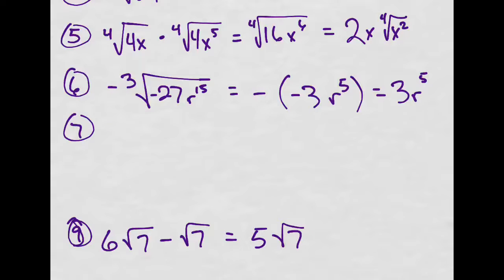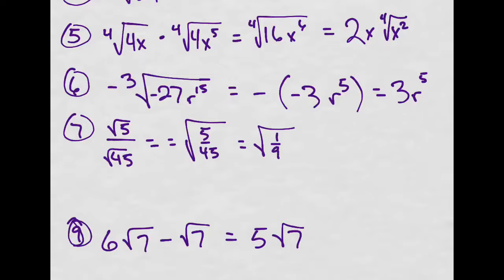Square root of 5, square root of 45 is, smash them together. Right? 5 over 45 is a fraction that reduces. And that's what we hope happens, because the square root of 1 is 1 and the square root of 9 is 3. And so that would be our final answer.